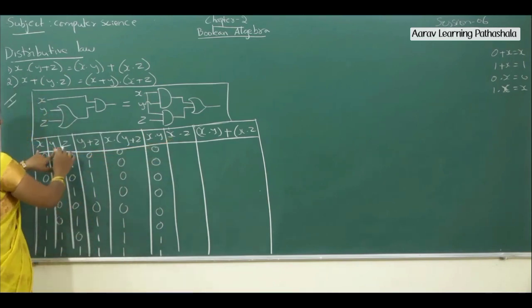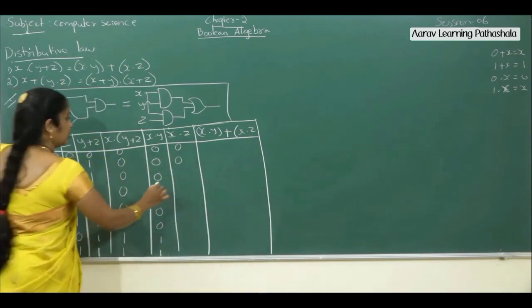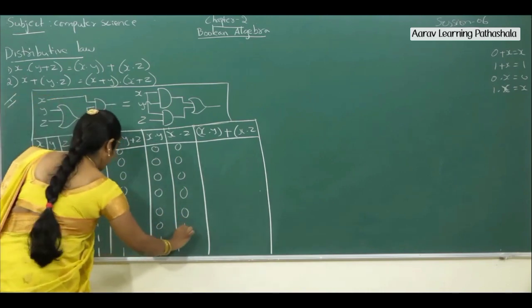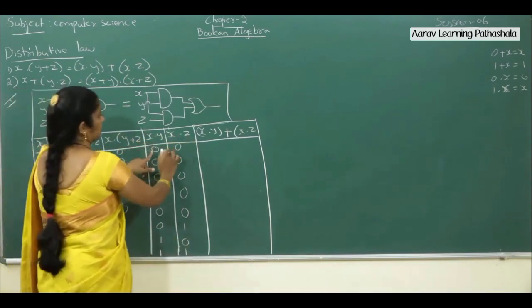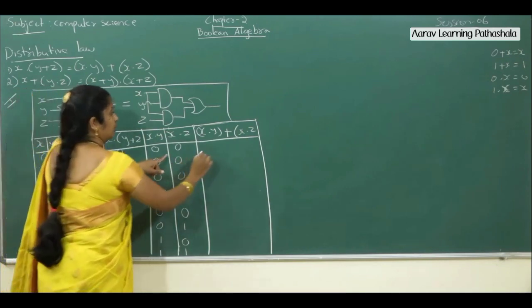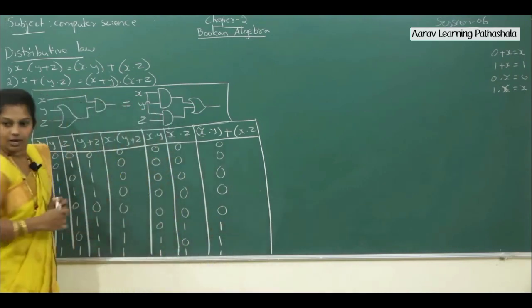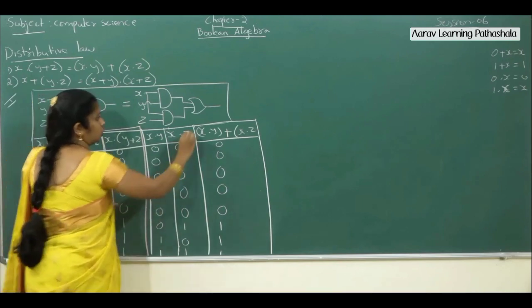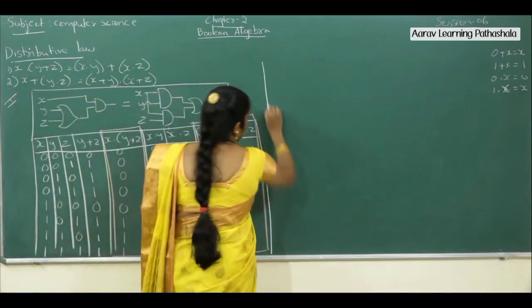Now we take the x and z columns. 0 into 0 is 0, 0 into 1 is 0, 0 into 0 is 0, 0 into 1 is 0, 0 into 1 is 0, 1 into 1 is 1, 1 into 0 is 0, 1 into 1 is 1. Now we take the columns x into y and x into z, with the plus operator in between: if any one input is true, the output is true. That gives 0, 0, 0, 0, 0, 1, 1, 1. From this, I can see that x into (y plus z) equals x into y plus x into z. Now we will solve this using the perfect induction method.